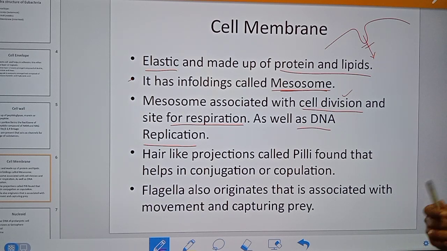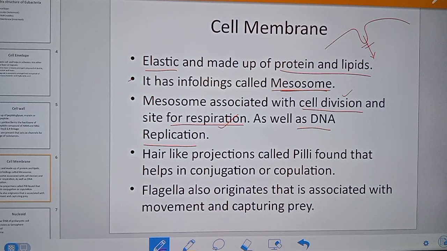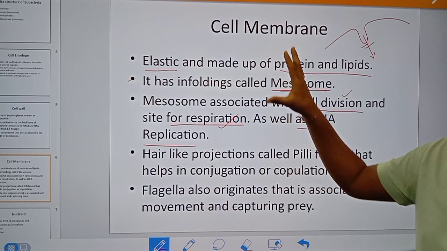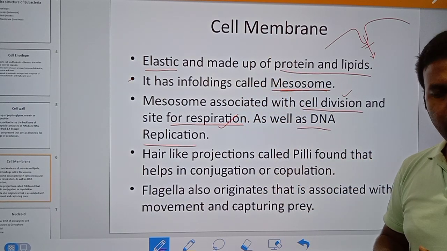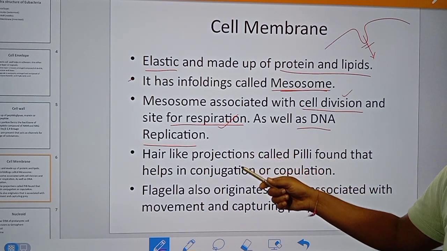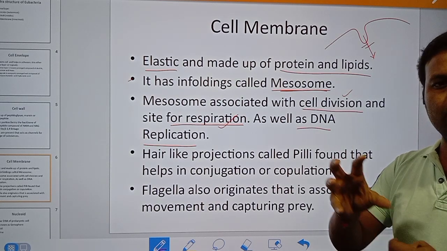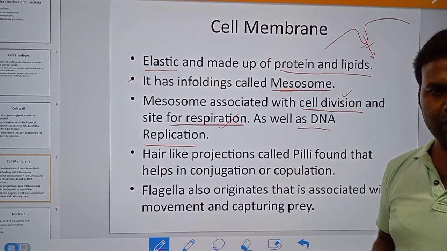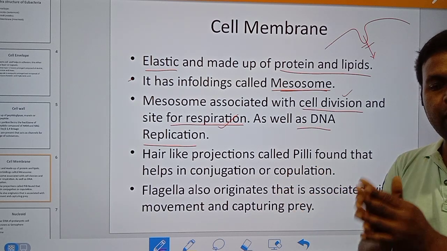One. Second, it is the site for respiration. We know that respiration is the process where energy is released, and that energy is utilized for the different metabolic functions of the cell, wherever ATP, wherever energy is utilized. So the prokaryotic cell also needs energy. But the prokaryotic cell does not have mitochondria. We know that mitochondria is associated with ATP synthesis, the powerhouse of the cell. Prokaryotic cells do not contain any mitochondria.